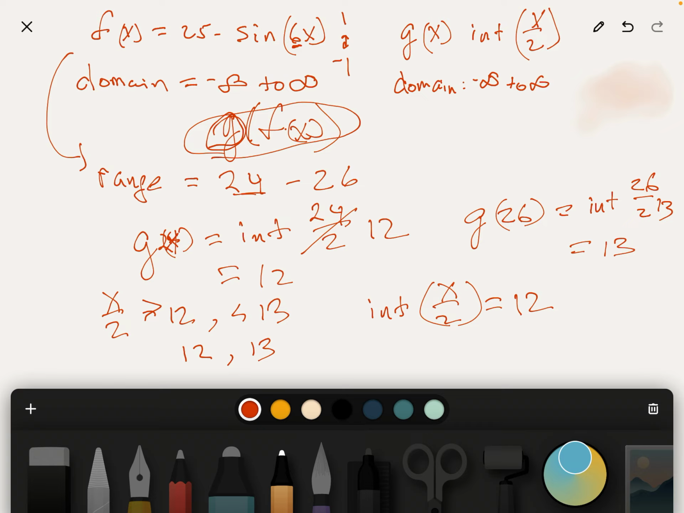Obviously, that's the point. It's an integer function, and so it spits out integers. So it's going to be 12, 12, 12, an infinite number of 12s, but they're all 12, so that's one element. The other element of the range is 13, and nothing in between. So when they say add the elements of the range, you're just adding those two integers. 12 plus 13 equals 25.